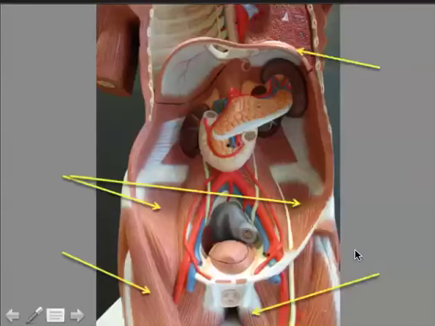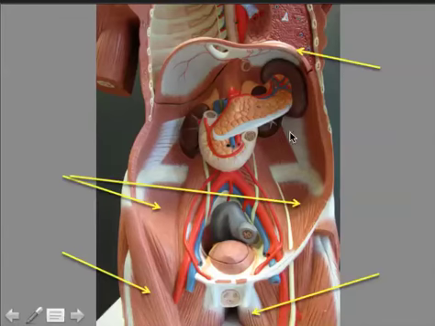Okay, now we're looking at muscles in the abdominal pelvic region. We've removed the chest wall and the abdominal pelvic muscles that basically hold the organs in. We've also removed the stomach and the small and large intestine. And what you're seeing back here is the posterior body wall.